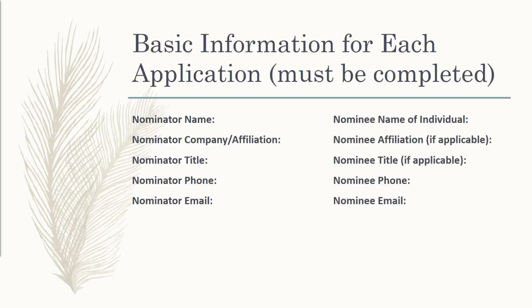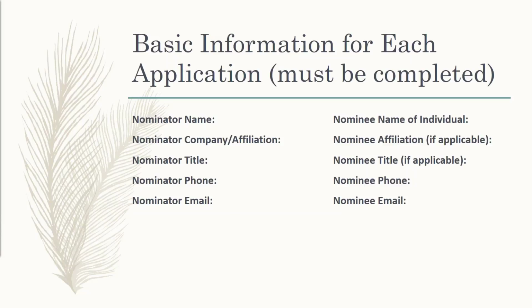Each application, no matter what you're applying for, be it the lifetime, the student, the practitioner, or the team, there are 2 things that you must complete or your application will be considered invalid. First is who is nominating. Who is nominating the person or the group or the student? We want their name. We need to know their company or affiliation. So if it's a university or an agency, who do you work for? Your title, phone number, and a valid email. It must be a valid email so that if we need to get back to you on something, we can get to you.